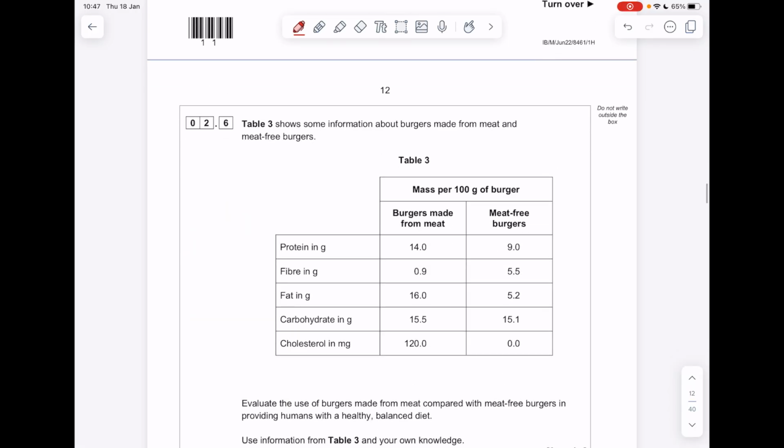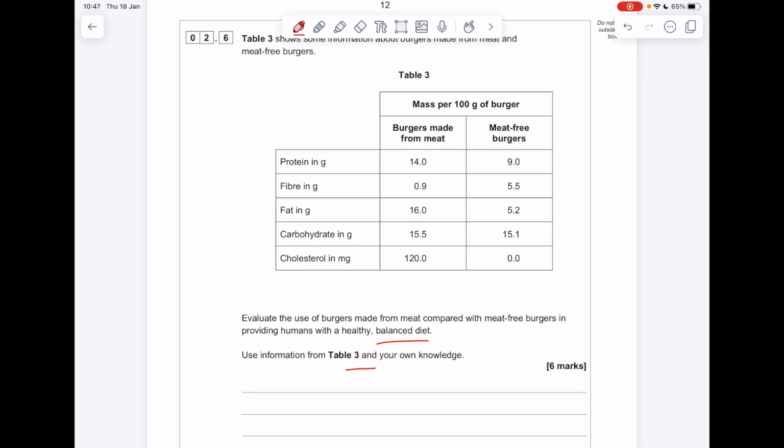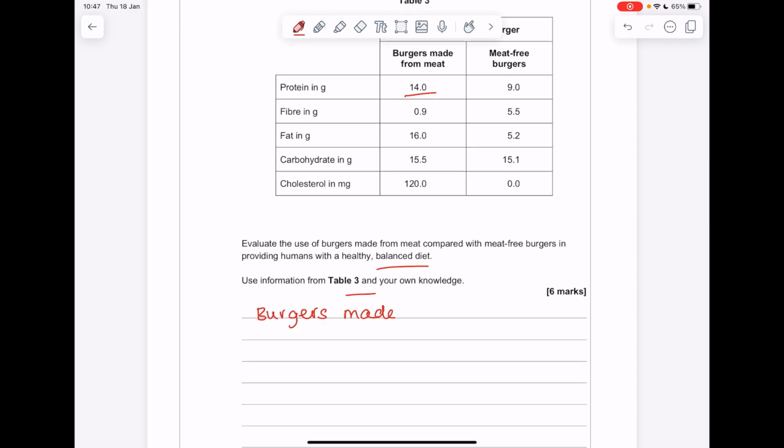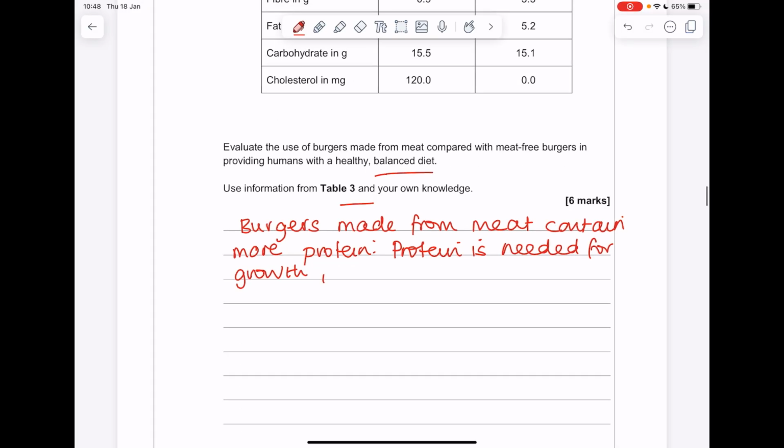Table 3 shows some information about burgers made from meat and meat-free burgers. Evaluate the use of burgers made from meat compared with meat-free burgers in providing humans with a healthy, balanced diet. Use information from Table 3 and your own knowledge. Burgers made from meat contain more protein. And then let's write why that's a good thing. Protein is needed for growth and repair of muscle cells.